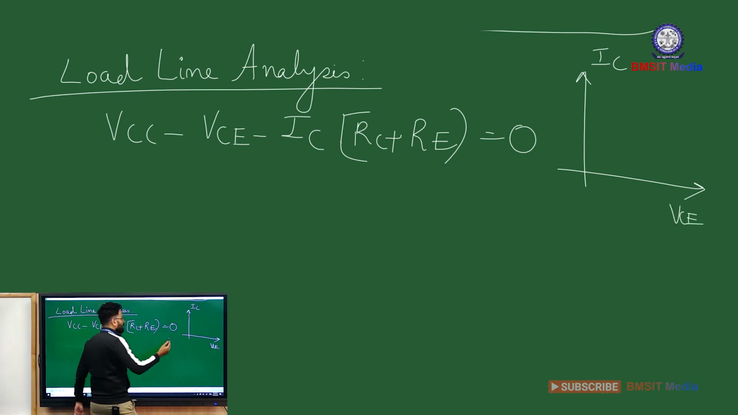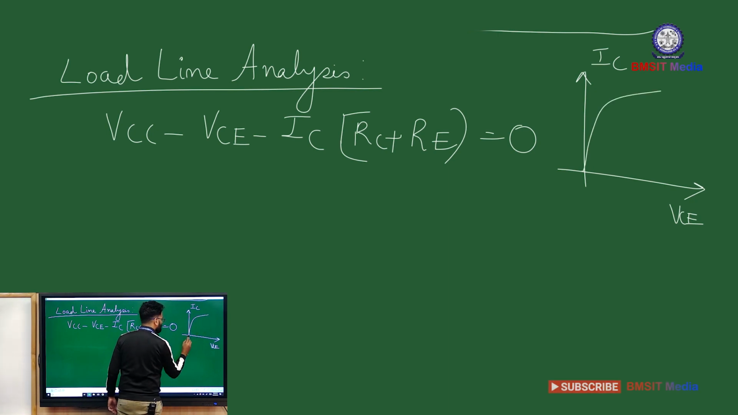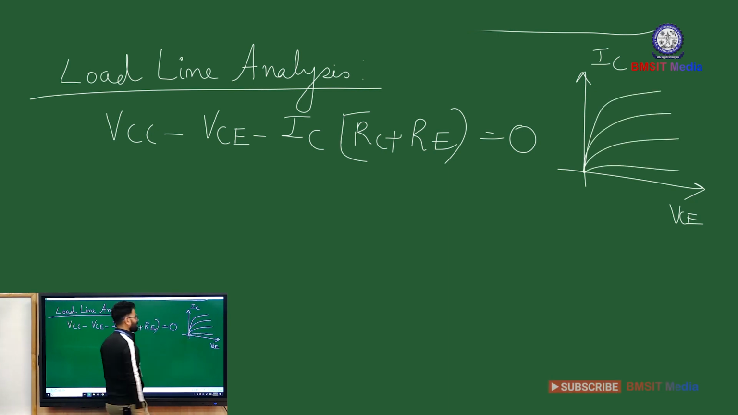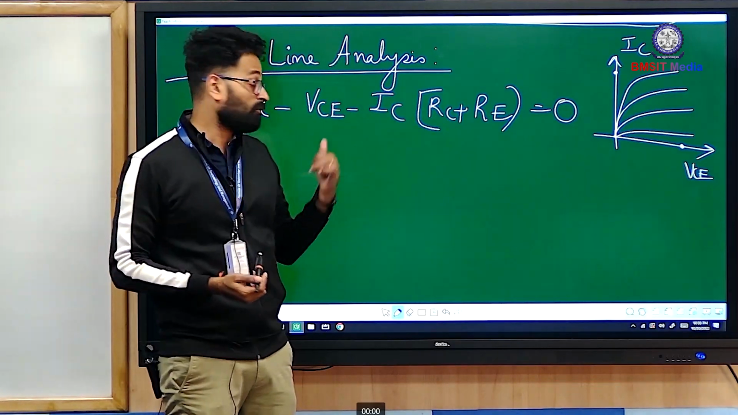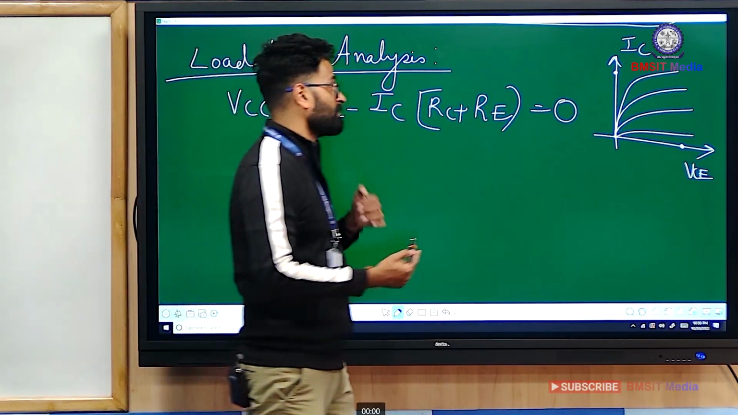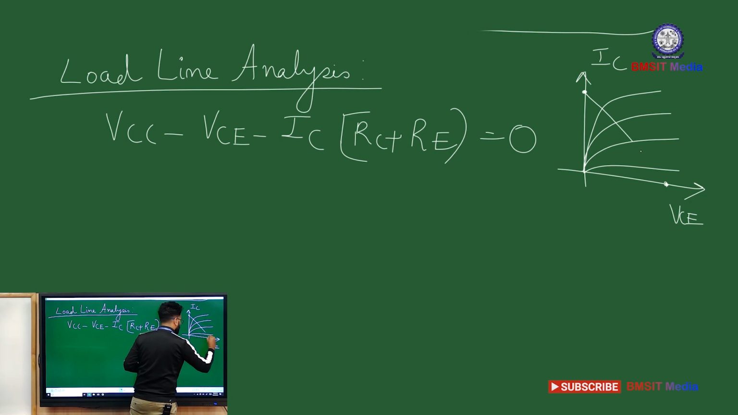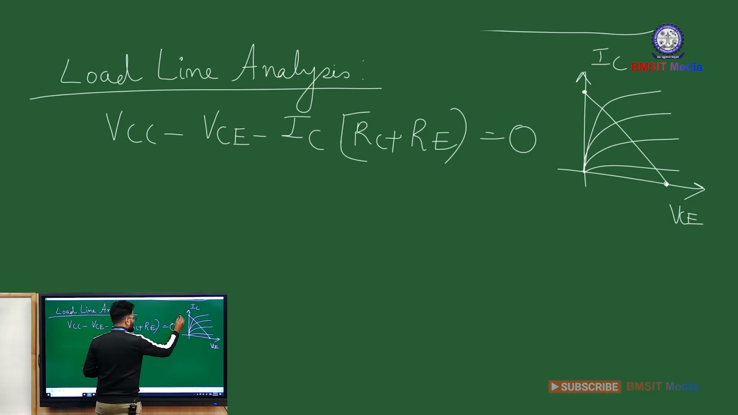Okay. And basically the transistor output characteristics in common emitter mode look something like this. And you will find some y-intercept and some x-intercept by subjecting this particular output equation to short circuit and open circuit conditions. Okay, so this will be your load line. Okay, so let's see what is this y-intercept and x-intercept.